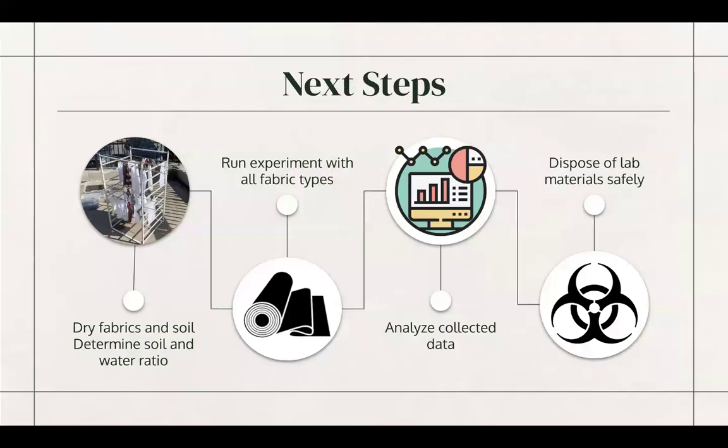The next steps are to dry all the fabrics that I have. Here's a picture of them drying outside on the loading dock. And I also need to dry all of the soil substrate that I'm going to be using so that I can standardize everything. Then I need to determine the soil and water ratio to create my damp substrate so that that's also standardized. Then I'll run all the experiments with all of my fabric types, and that will take a really long time. Then I get to analyze my data. Hopefully I'll find something interesting. And then I get to dispose of all of my ticks, which should be cathartic.